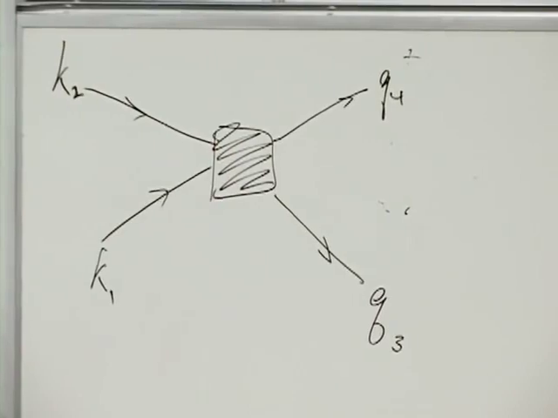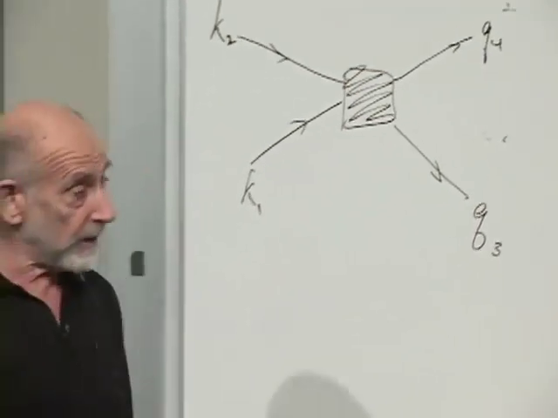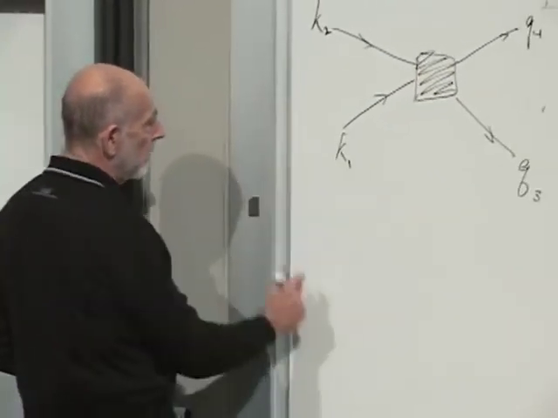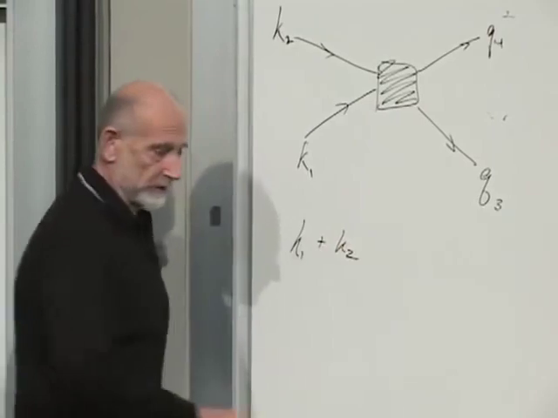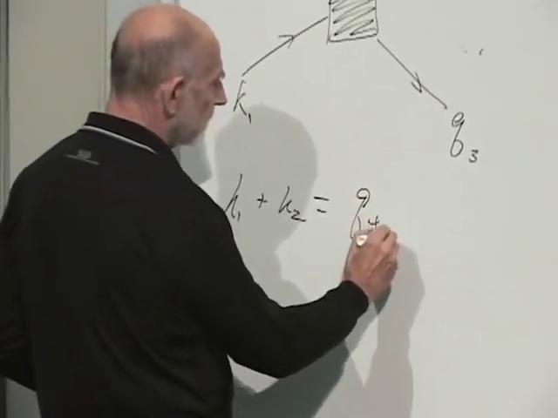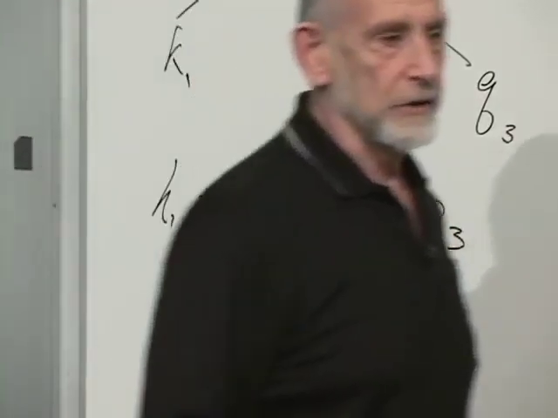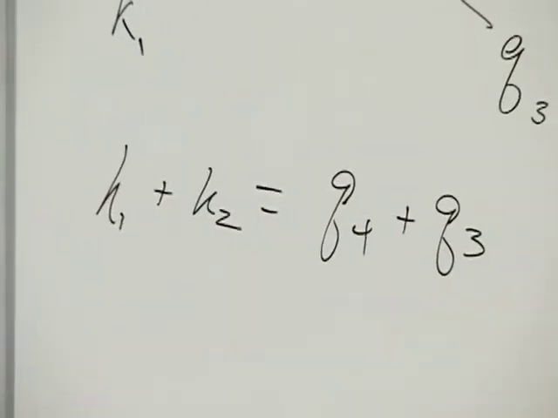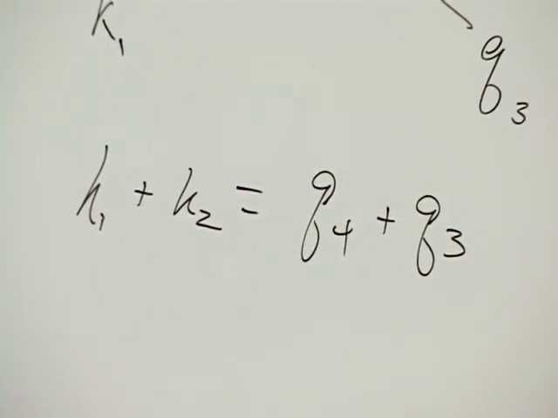How do you represent momentum conservation? Momentum and energy conservation are simply that k1 plus k2, thought of as four vectors, is equal to q3 plus q4. All components. The space components define momentum conservation, the time components define energy conservation.